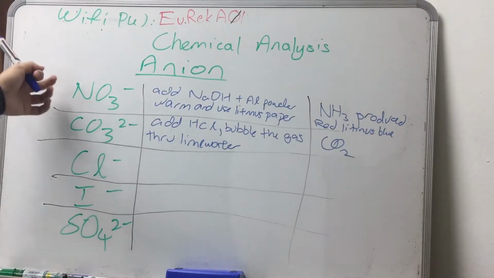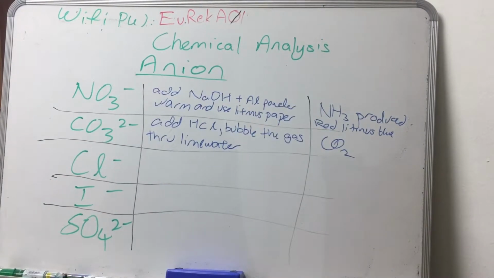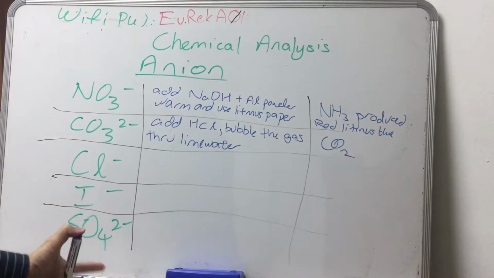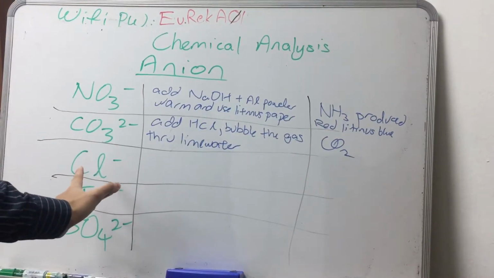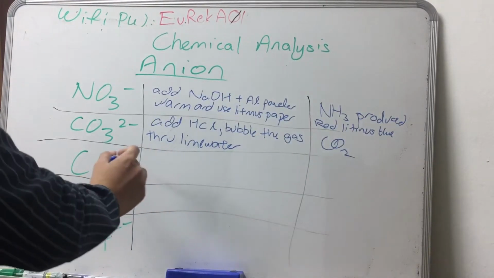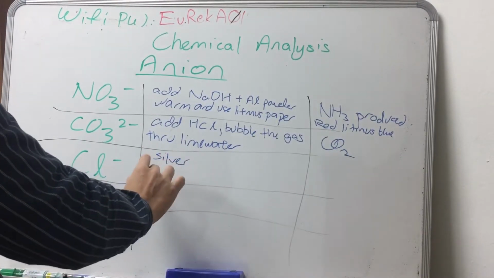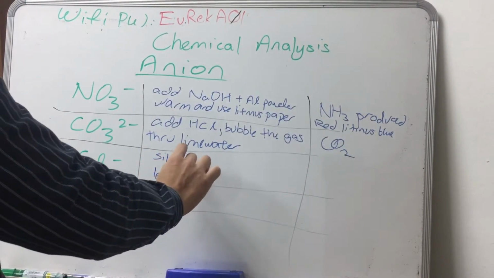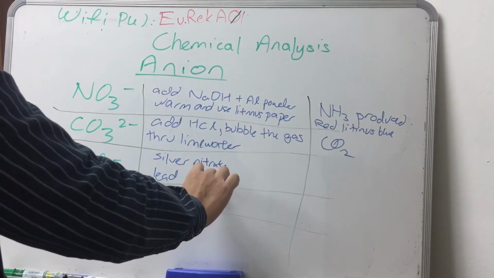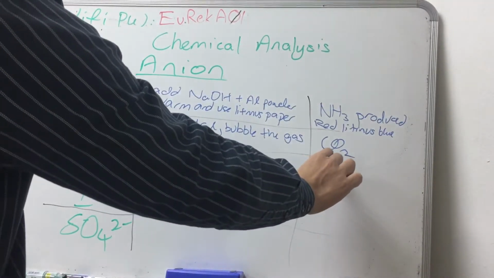As mentioned, nitrate is the longest, but the rest are all very straightforward. For chloride and iodide, please refer to your insoluble salts. You have lead chloride and silver chloride as insoluble salts. For the test for chlorides, you just add silver or lead solution, usually silver nitrate or lead nitrate. You get a white PPT.